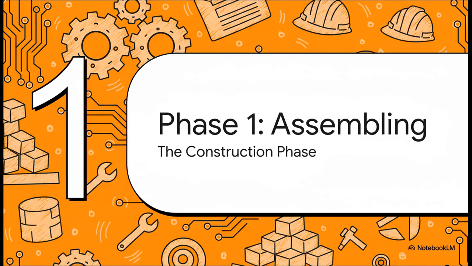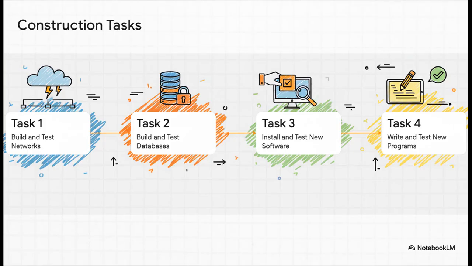Okay, so let's start with phase one, assembling the system. This is the construction phase we just talked about. This is where all those individual technical pieces get put together. It's the crucial behind-the-scenes work that makes everything else even possible. During construction, the team is laser-focused on four core tasks: building and testing the networks, building and testing the databases, installing and testing any new software, and finally, writing and testing all the new programs.